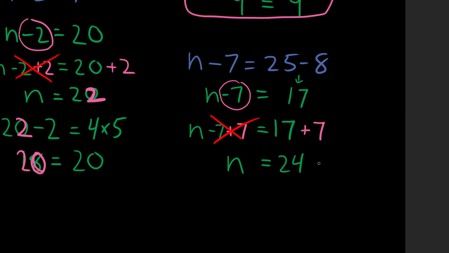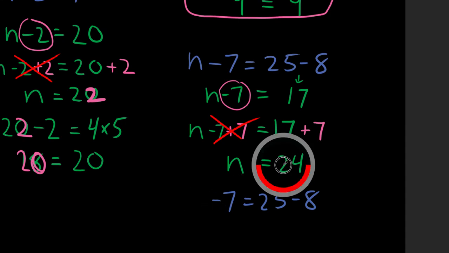Now let's plug 24 into our equation, n minus 7 equals 25 minus 8, and see if it's true. Originally I have n here, but now I'm saying n equals 24. So I'm going to take away the n and plug in 24 to see if this is true.